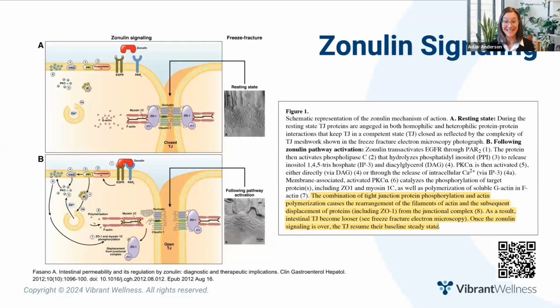So how does zonulin signaling work? Well, you can get a copy of this figure by downloading the 2012 paper by Dr. Alessio Fasano, cited at the bottom. This paper explains how zonulin binding to the cellular membrane protein sets off a cascade of activations and phosphorylations that causes the physical rearrangement of the actin filaments and subsequent displacement of proteins from the junctional complex. In other words, zonulin tells the tight junctions between your enterocytes to open up. When zonulin is present in the stool sample, it means something recently triggered zonulin release.